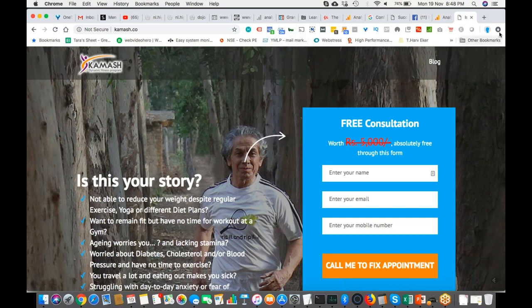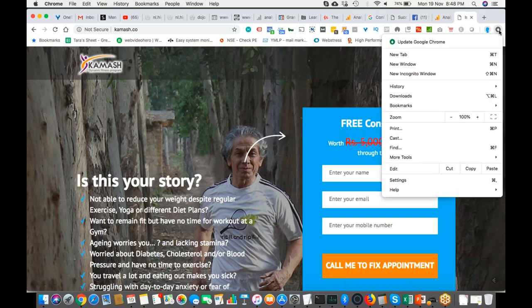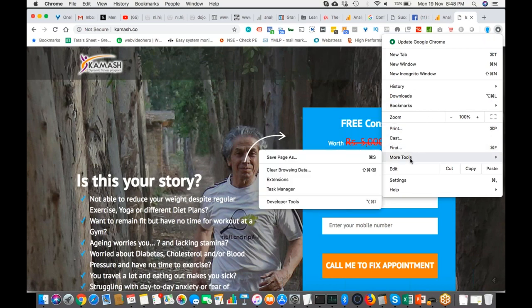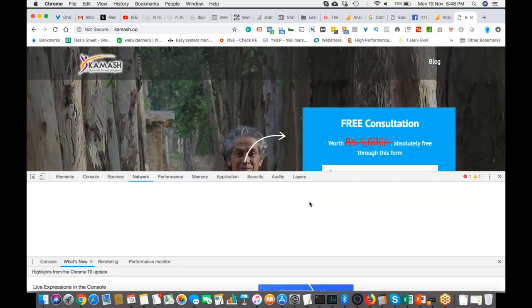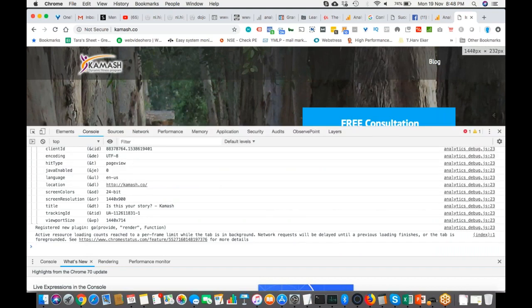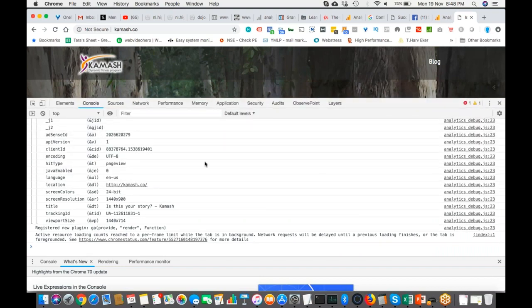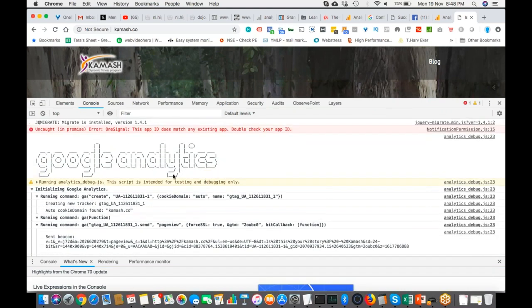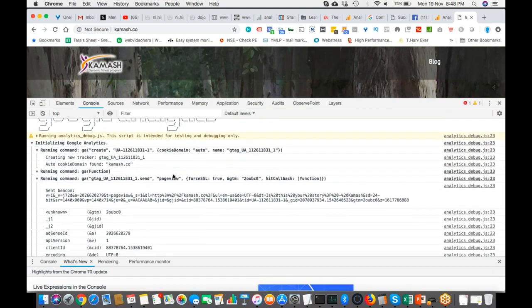So this is on, and then you go to the settings menu of Chrome, go to More Tools, then Developer Tools, and then go to Console. And see what information you see over here. Fantastic. This is showing you everything that the Google Analytics tracking code is sending to analytics servers. So this is the tracking beacon.